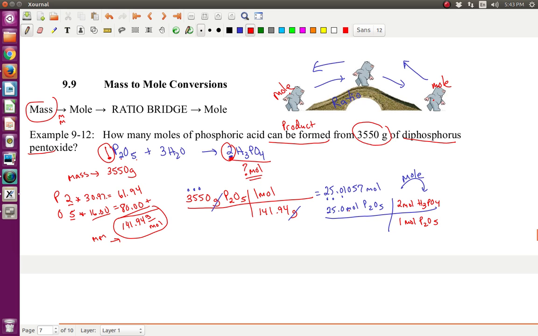Now I can cancel out moles of diphosphorus pentoxide, and I can figure out how many moles of H3PO4 would be created. So 25 times 2 is 50.0 moles of H3PO4, and that would be your final answer, using the mole ratio bridge.